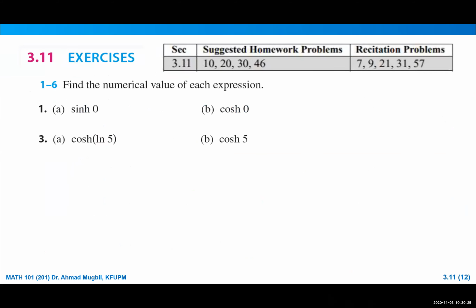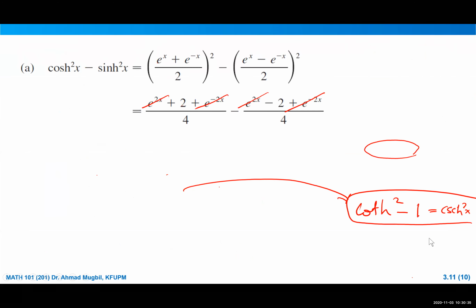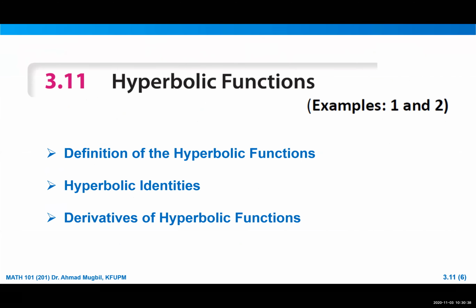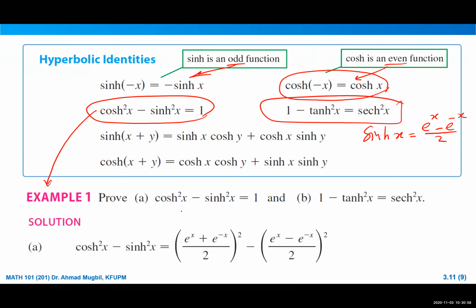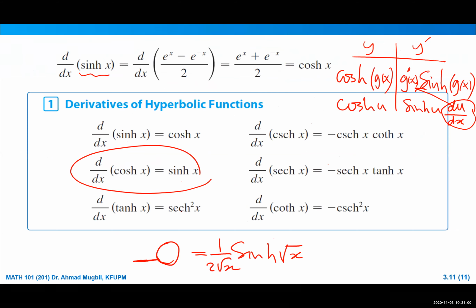Yes. We are done, ya shabab. This is section 3.11. So these are the two examples that you need to recall. Let's check our objectives. Did we achieve them or not? Do you know now what the hyperbolic functions are? Checked. Do you know the hyperbolic identities? Checked. Do you know the derivatives of them? I think you know now all of these three objectives, ya shabab. Am I right? Yes. Let's practice to make sure that we got the idea.